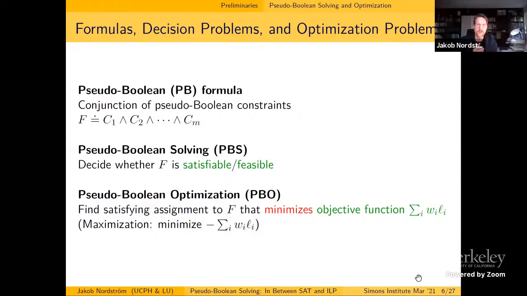But another bonus with going to pseudo-Boolean form is that you can express optimization problems in a nice and natural way. So you can also have some linear combination of literals weighted by some coefficients, Wi, that you want to minimize, say, without loss of generality. So then the problem becomes that you want to find a satisfying assignment to F, and among all such assignments, you want to minimize the objective. So that's the setting. That's the problem that we want to understand.